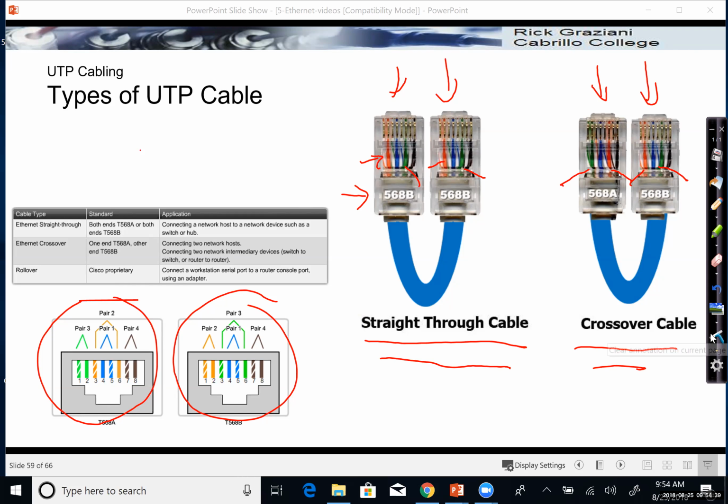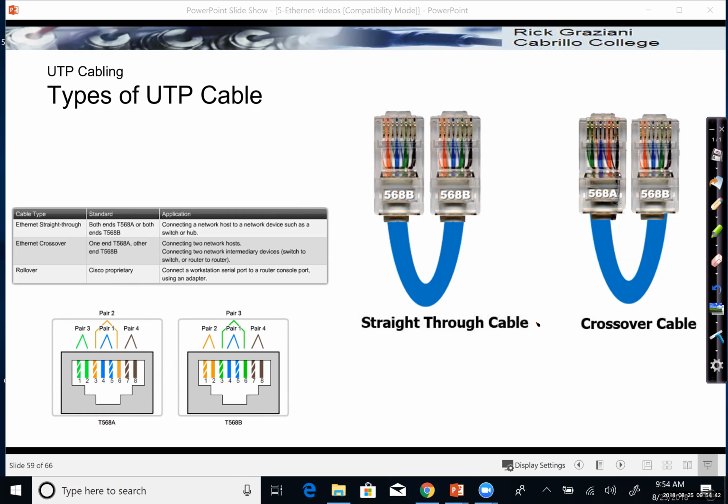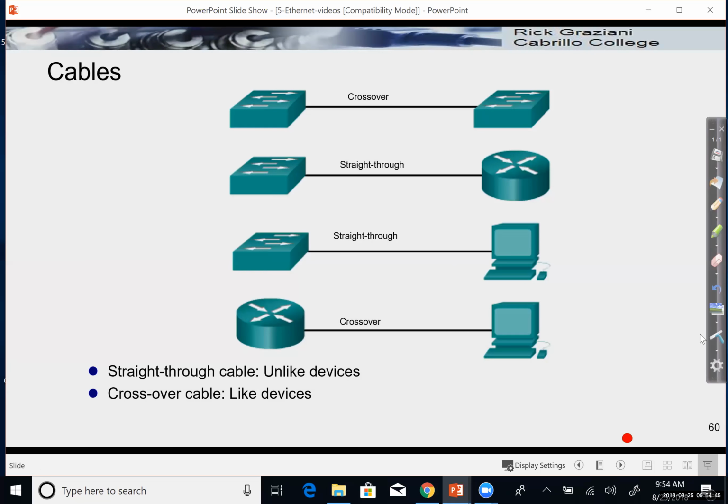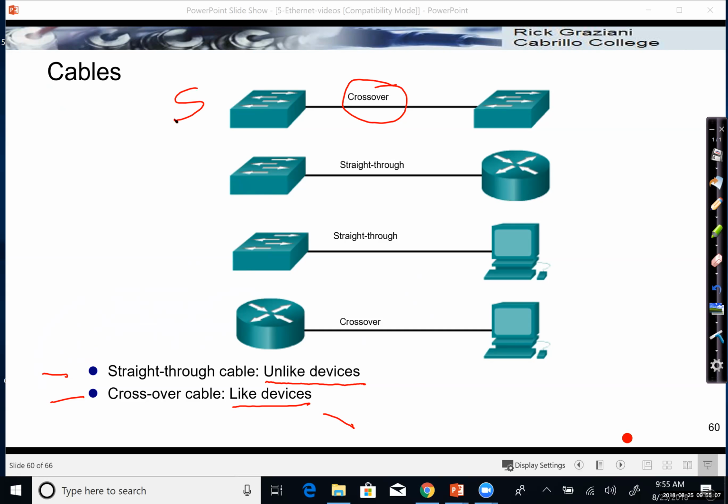What's important here is when do you use a crossover and when do you use a straight through? The rule of thumb is a straight through you use for unlike devices, crossover for like devices. So what's a like device and unlike device? Let's take a look. Crossover is used for like devices. Here we have a switch and here we have a switch. By the way, if this was a hub, that's still like devices and a crossover cable would be used.